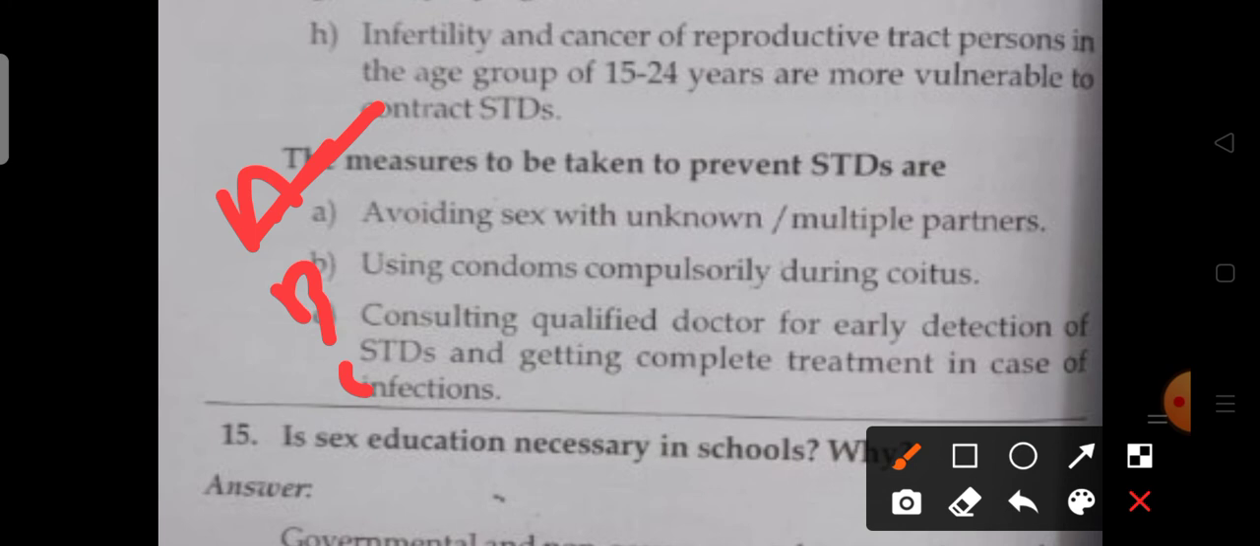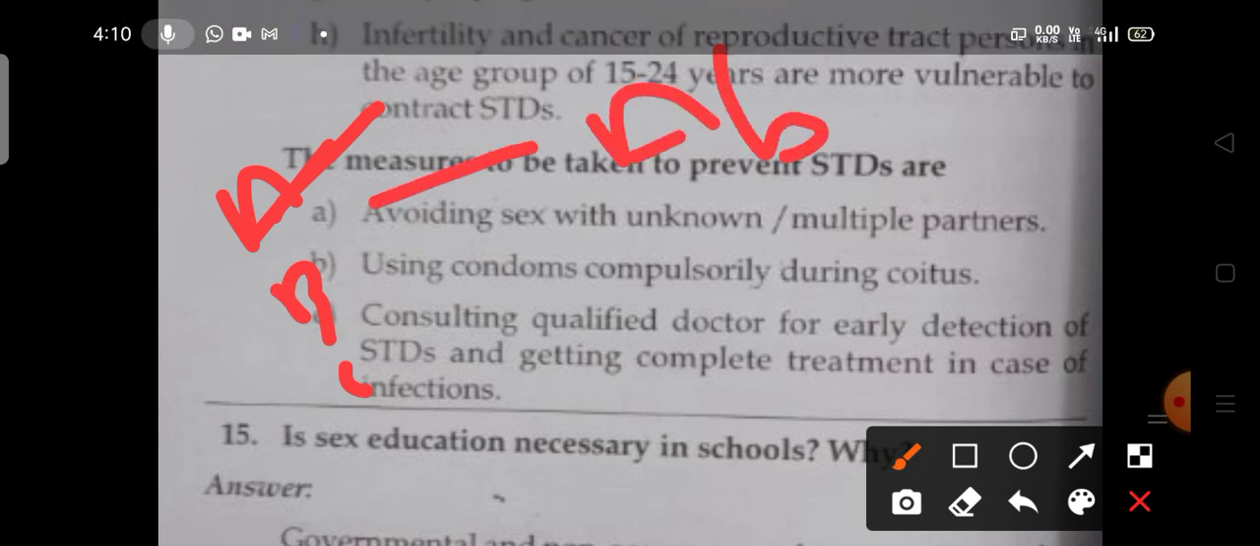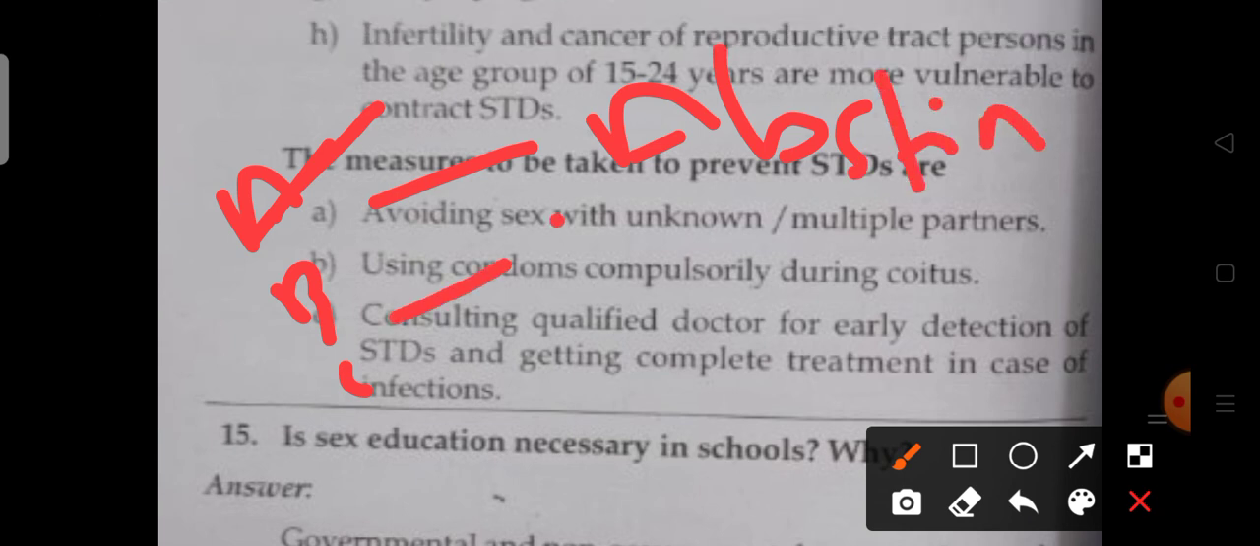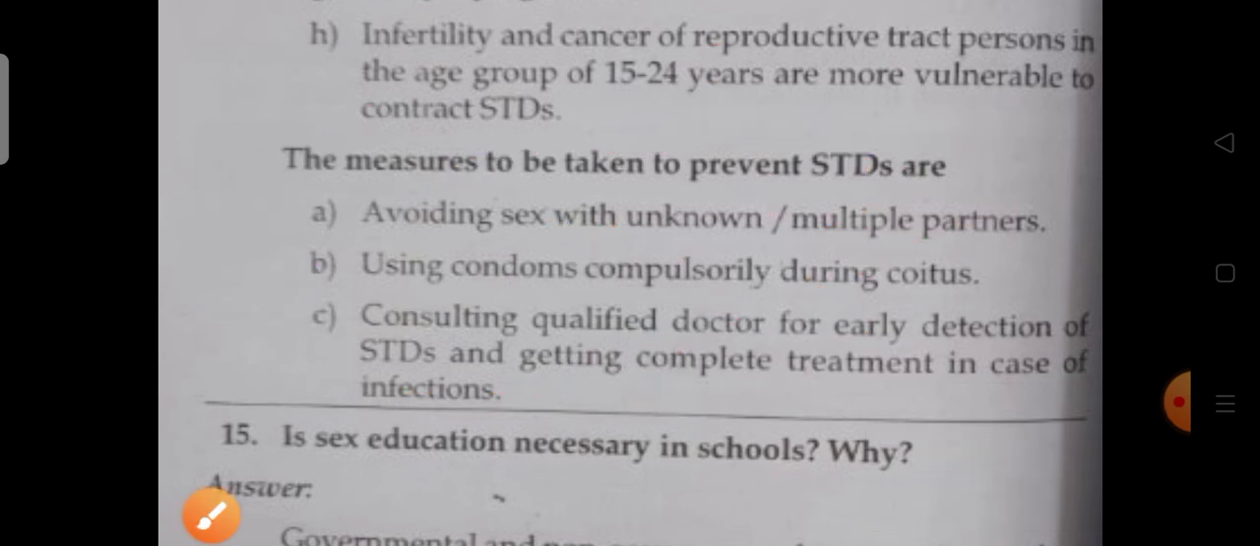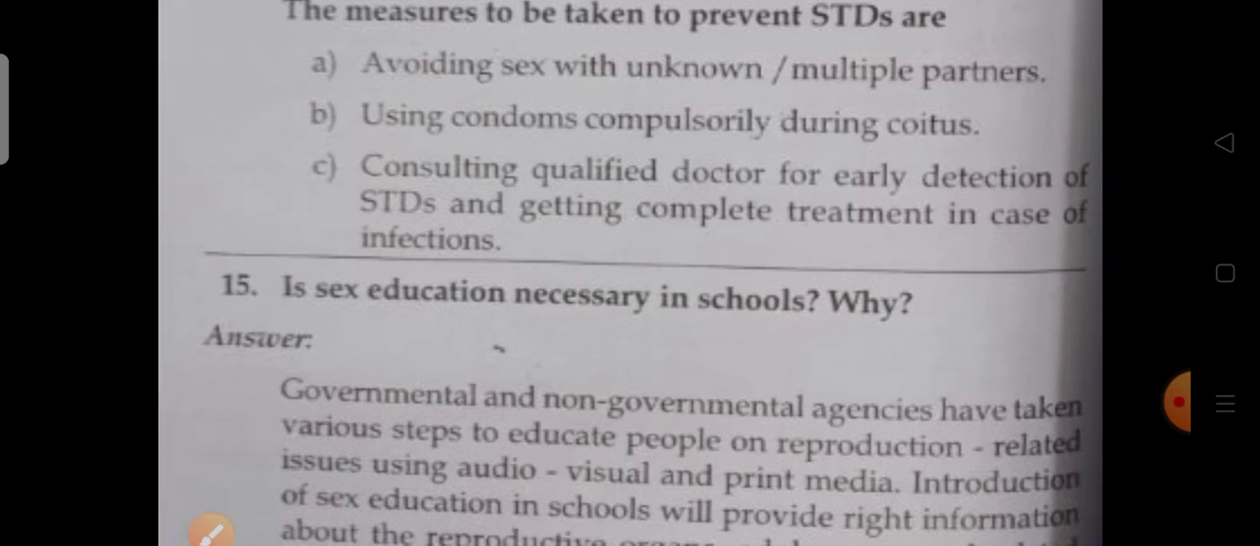If you follow the ABC formula: A, abstinence; B, be faithful to the life partner; C, consistent correct use of condoms. If A and B are not possible, they can use condoms correctly and consistently. It's one of the ABC formulas to prevent STDs. Also, consult a qualified doctor for early detection of STDs and get complete treatment in case of infection.